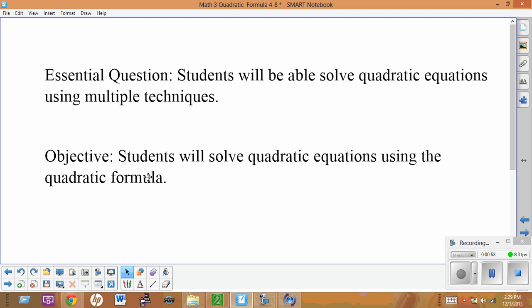So let's take a look at a technique. Our objective for the day is students will solve quadratic equations using the quadratic formula. So this is going to be our second technique. So our action will be to solve. What are we solving? Quadratic equations. And how are we going to do it this time? Quadratic formula. Okay, let's take a look at some vocabulary.